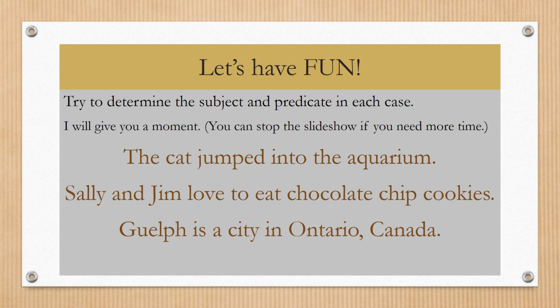And in the last case, we have Guelph is a city in Ontario, Canada. The subject here is Guelph, and that's the city I live in. And the predicate is a city in Ontario, Canada. That is a state of being verb, a form of the infinitive to be, and this is the one a lot of students have difficulty with. So once again, this sentence, Guelph is the subject, and the predicate is a city in Ontario, Canada.